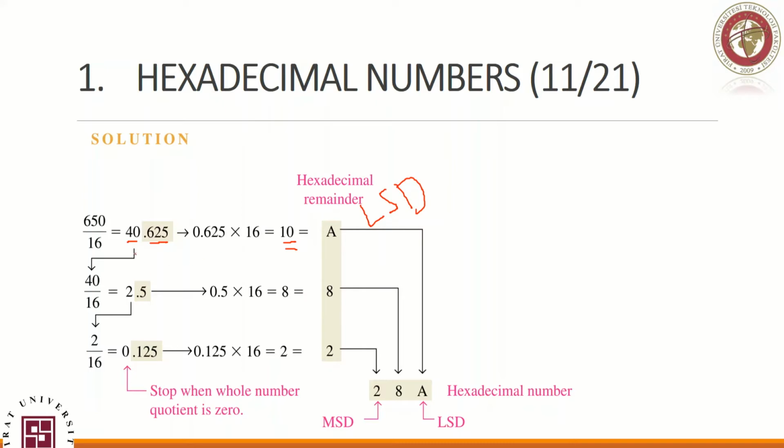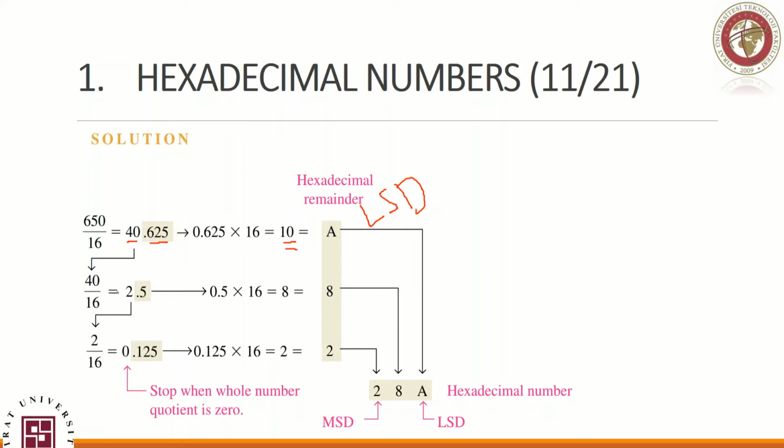Now, what are we going to do? We take the integer part and divide it by 16 again. So 40 here, the integer part. Don't ask me how did you do it. This is just a division. If you are not quite sure, use the long division or whatever calculator if you are unable to use the long division.